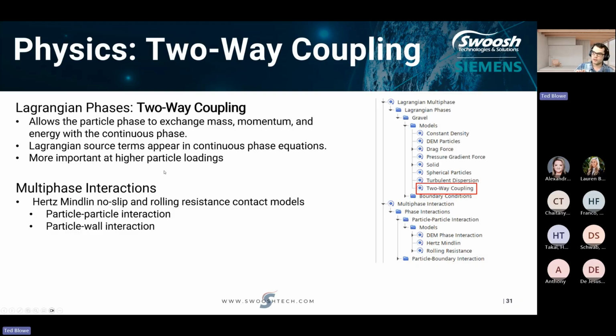So I wanted to iterate this initial baseline simulation by enabling two-way coupling. In this case, I call it gravel, and I just went into the multi-phase and enabled two-way coupling because the default is one-way coupling. That's the only change I made. And the difference in the solution is that the particles are now talking to the fluid phase. So the fluid phase is interacting with the particles, and the particles are now talking back to the fluid phase.